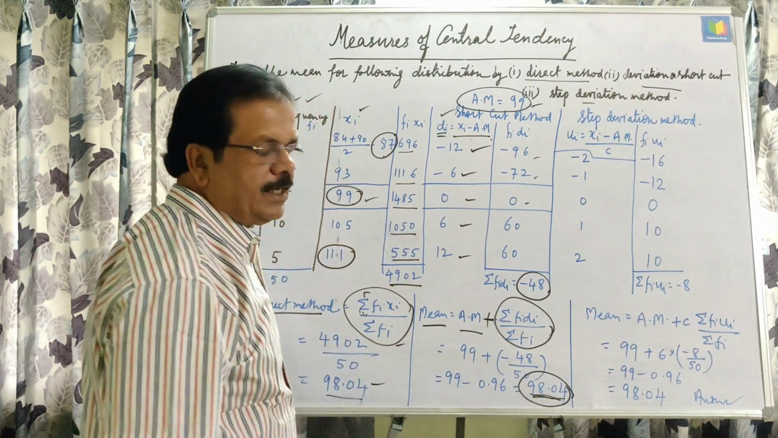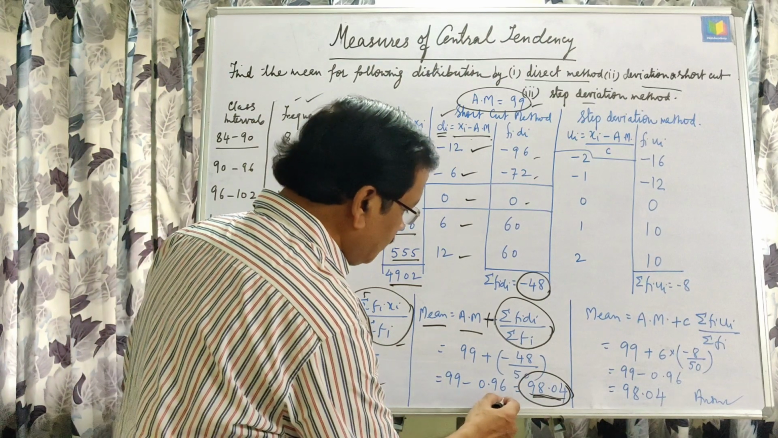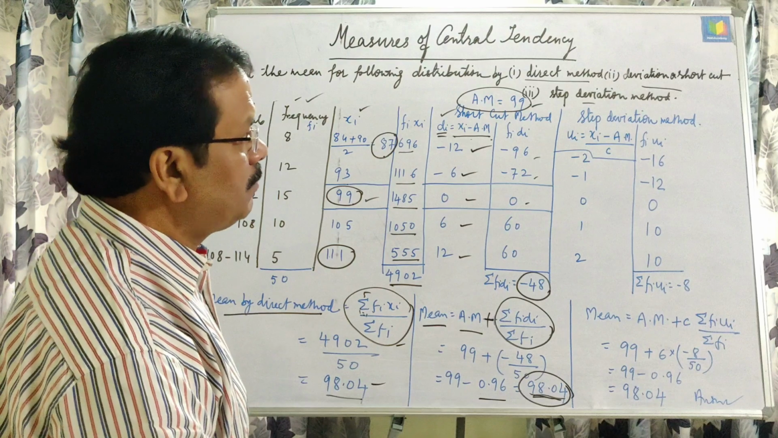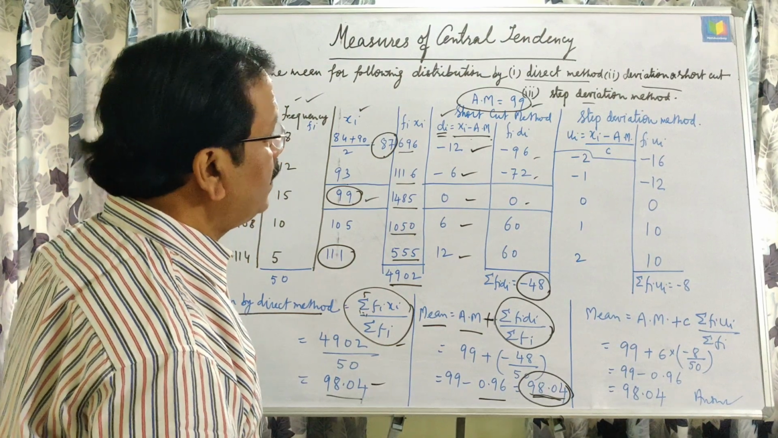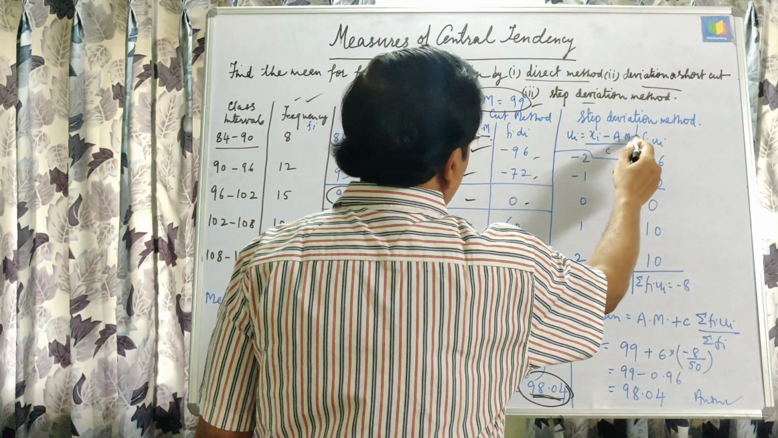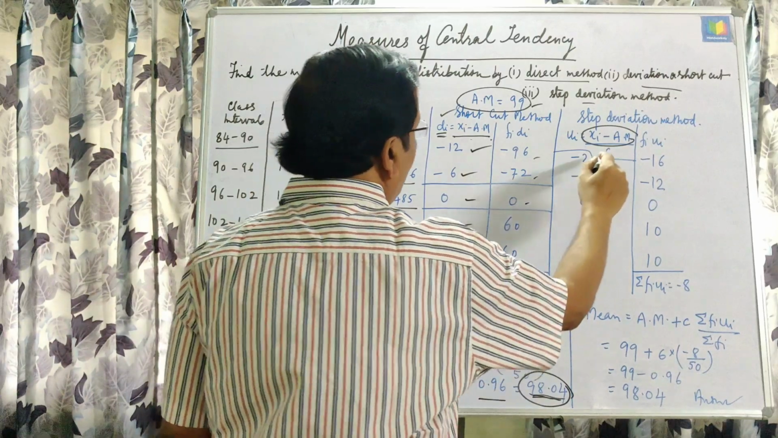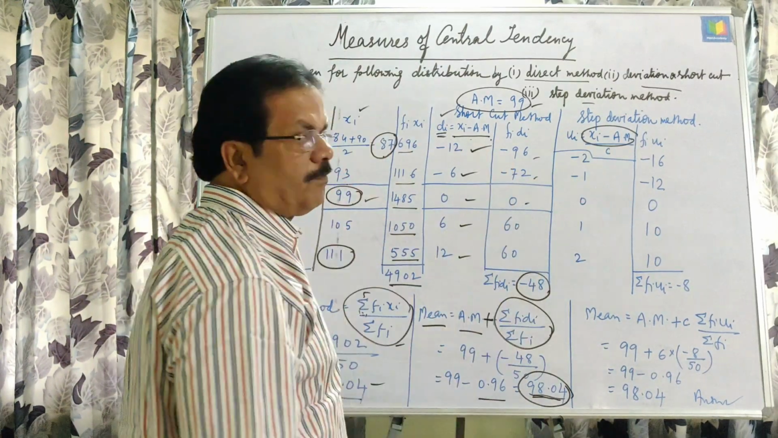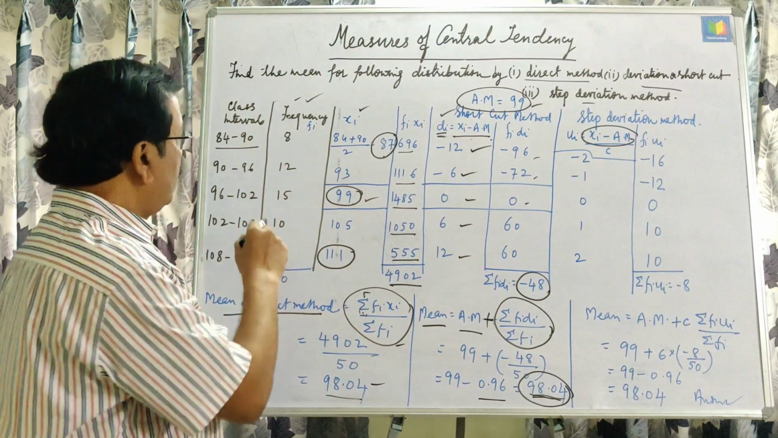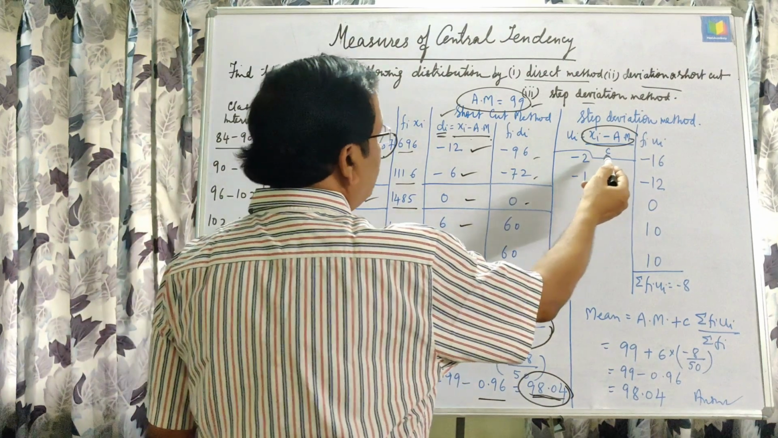Substituting the value we are getting 98.04. This value will be subtracted. Now the third is the step deviation method. In this method, again xi minus assumed mean, which we have got here, that is di, upon the width of the class interval. Here you can see the width of the class interval: 90 minus 84, 96 minus 90, that is 6. Then we'll divide by 6.